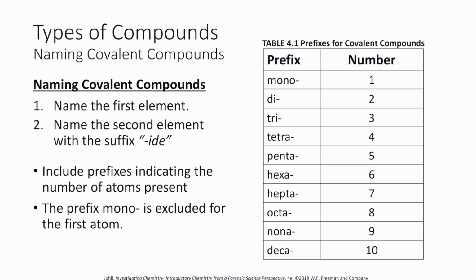So let's look at naming a covalent compound. So when you're naming a covalent compound, the first thing you want to do is name the first element within that compound. And then the next is you're going to name the second element, but change the suffix to "ide." Now, if you have more than one of that type of element, then you're going to include the Greek prefix, and this indicates the number of atoms that are present. You do need to know this table for nomenclature, and nomenclature is just a fancy word for naming.